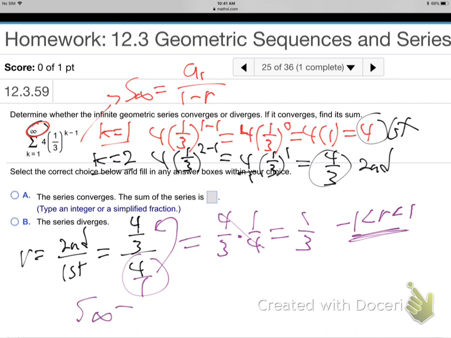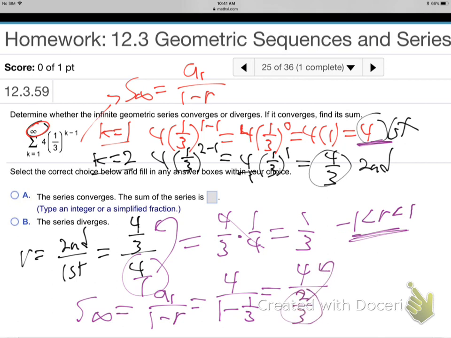So here we go then. S sub infinity is A1 over 1 minus R. What's the first term? 4 over 1 minus R. R is 1 third. What's 1 minus 1 third? 1 whole pie, and I ate 1 third of it. How much is left? 2 thirds. Grab it. Flip it up. 4 over 1 times 3 over 2. What is that? 12 halves? 6.